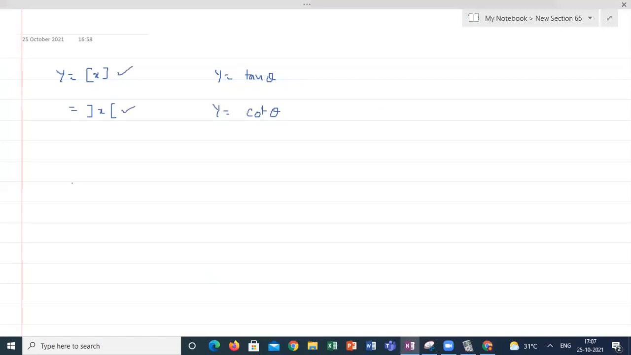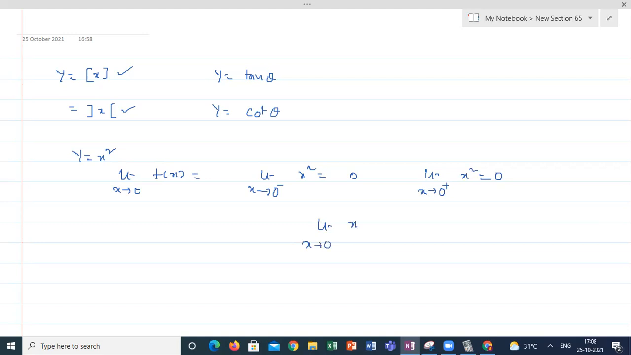Suppose I am having a function y is equal to x square, and I am asking you to verify the limit of the function as x tends to 0. Find the value of y as x tends to 0. f of x, that means if I'm substituting the value 0 minus in x square, I will get 0. If I'm substituting x tends to 0 plus also, I will get 0. And limit x tends to 0 also, the limit is 0. That's it. Left hand limit, right hand limit, and value at 0, all three values are same.